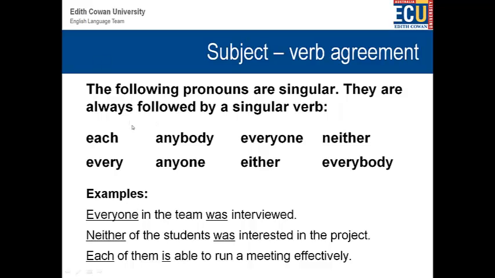Here are some areas that often cause problems. Some of these pronouns are singular. They are always followed by a singular verb. So each, anybody, everyone, neither, every, anyone, either, everybody, all of these are followed by a singular verb. So everyone was, neither was, each is, everyone is. Even though we think everyone must be plural, actually it works as a singular. So everyone is interested in this subject. Everybody goes. Again, singular, because it goes.